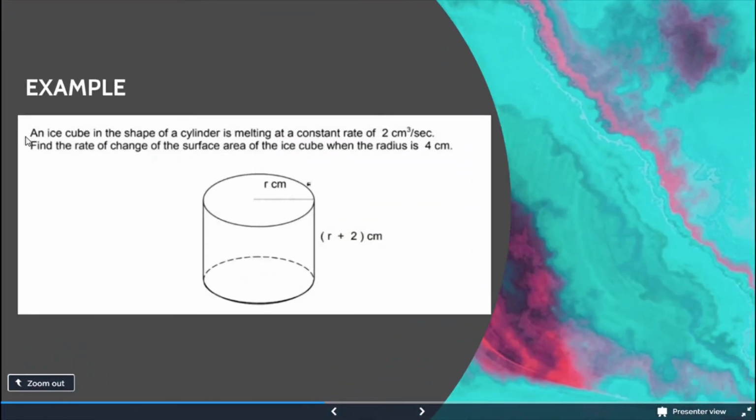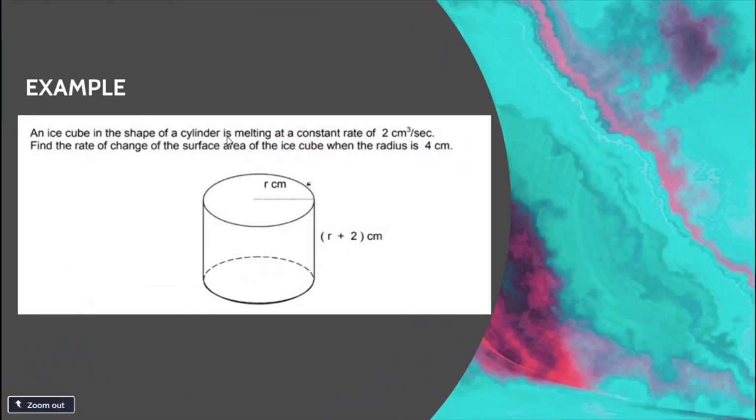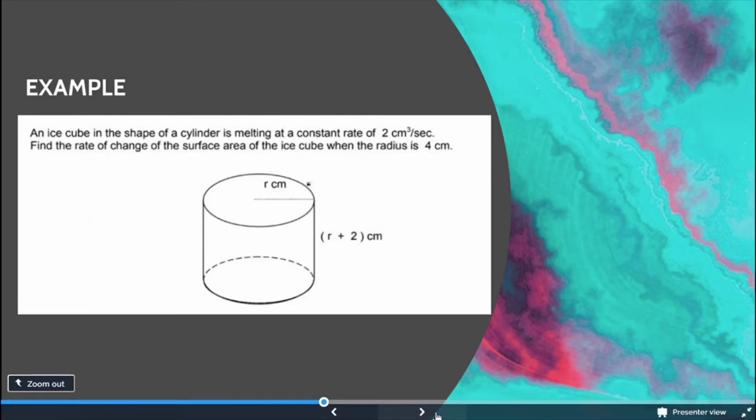For example, an ice cube in the shape of a cylinder is melting at a constant rate of 2 cm³ per second. Find the rate of change of the surface area of the ice cube when the radius is 4 cm. Given here is the height r plus 2 and a radius from the question, 4 cm.